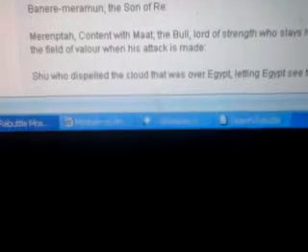Now, Merneptah, content with Ma'at, strength who slays his foes, splendid on the field of valor when his attack is made. Shu, who dispelled the clouds, was over Kemet, letting Egypt see the rays of the sun disk. Who removed the mountain of copper from the people's neck, that he may give breath to the imprisoned folk. Who let Het-Kapatah exalt over his foes, letting Tjehenu triumph over his opponents.